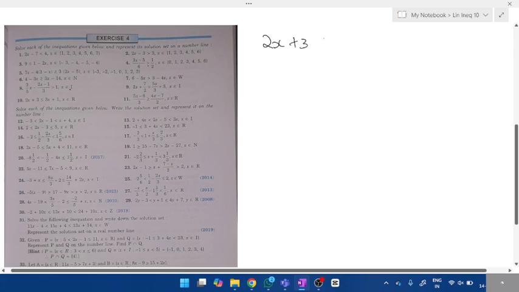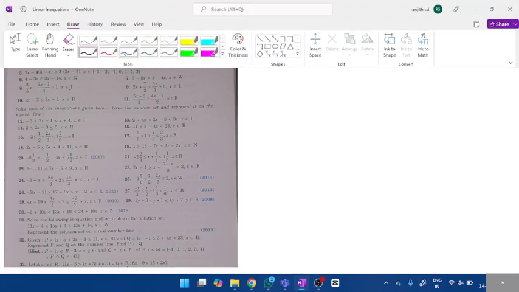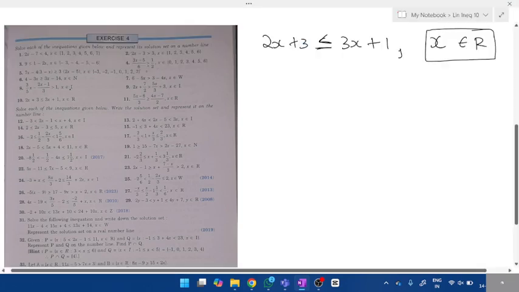2x plus 3 is less than or equal to 3x plus 1. And what kind of number is this? x belongs to what kind of number? Real number. For real number, do you keep dots or do we draw a line? You're supposed to draw a line. Okay, first solve this question. Find the value of x, all of you.